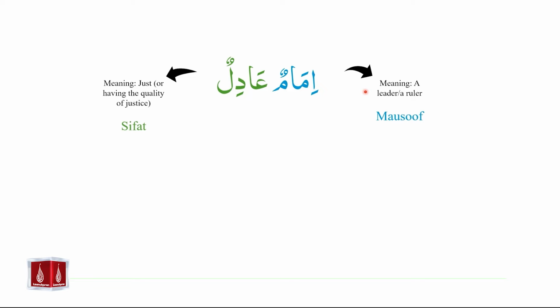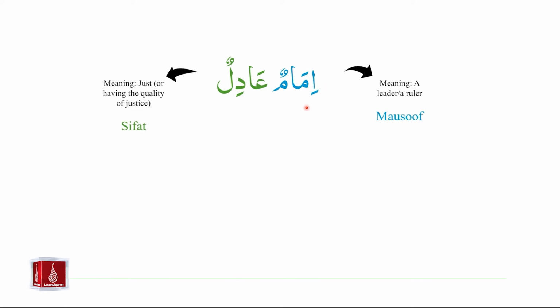Let us look at the following example. Here we have Imamun Adilun. Imamun means a leader or a ruler, and Adilun means just or having the quality of justice. If Imamun Adilun is a Murakkab Tawsifi, in that case, Imamun would be Mosuf and Adilun would be Sifat. Adilun is Sifat because it is a quality or an attribute.